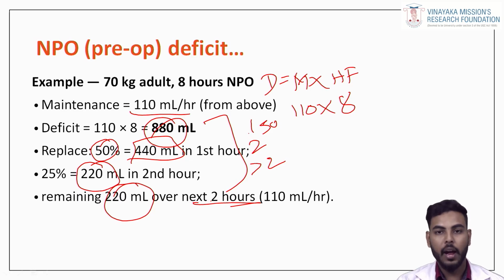So mainly, we have to calculate the maintenance rate first. After that we have to multiply with the hours of fasting. It may be 8 hours or it may be 6 hours or it may be 2 hours also. Any hours of fasting we have to multiply with the maintenance rate.